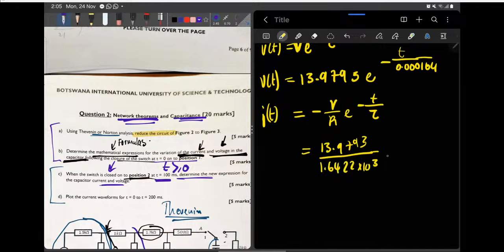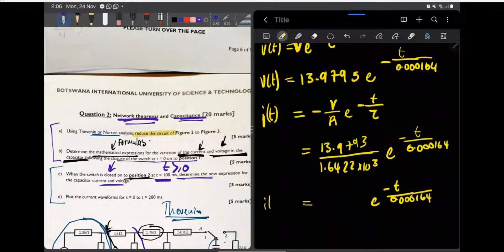And this is going to be e to the negative t over 0.000164. Whatever answer you get here, you have e to the negative t over 0.000164. So either way, you can find I as a function of time. Once you have it, you have done the expressions, and you should get the 5 marks.